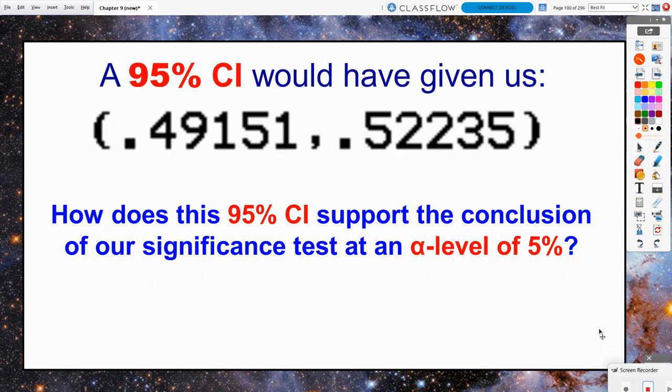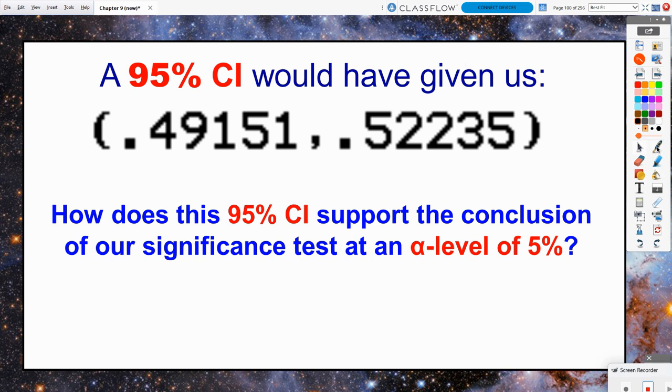Now, if we were to take a look at a 95% confidence interval for this problem, wait a second. Did you just say confidence interval? I thought this whole chapter was about hypothesis testing. Confidence intervals were last chapter, so what on earth are we doing talking about confidence intervals?